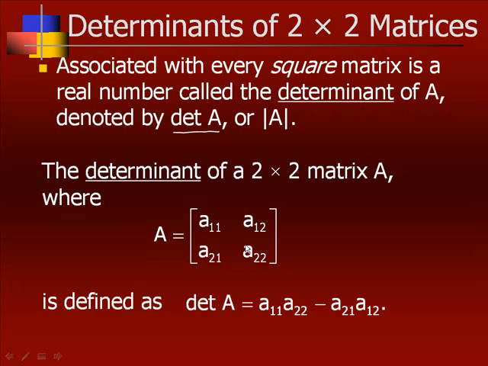The determinant of a 2 by 2 matrix A is defined as: the determinant of A equals the entry in row 1, column 1 times the entry in row 2, column 2, minus the entry in row 2, column 1 times the entry in row 1, column 2. I'm going to change this around just a little bit and switch the order of these. So we multiply these two, minus the product of those two.